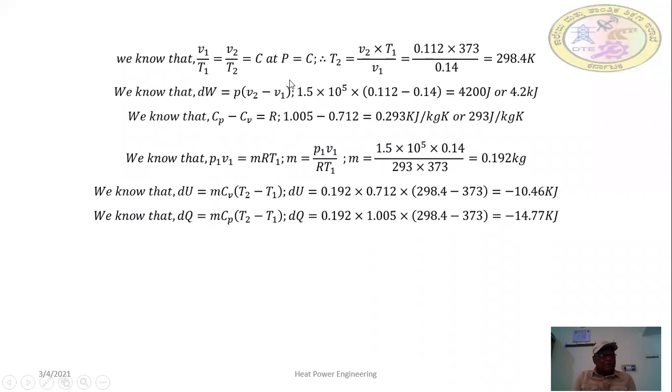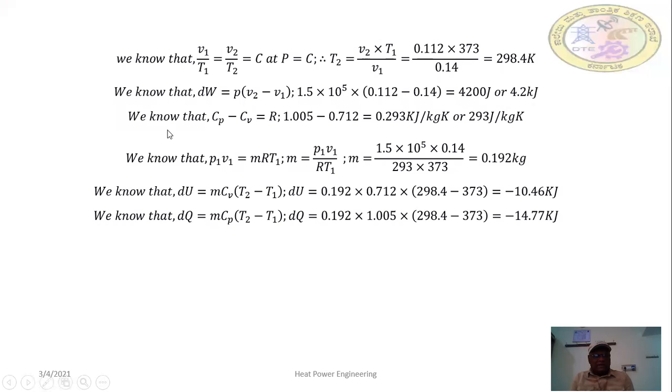And work done, you know this equation, you know the initial volume, you know the final volume. As usual, pressure is constant. After substituting all the values to this equation and simplification, you are getting the total amount of the work done because of the constant pressure compression. That is 4,200 joules or 4.2 kilojoules.